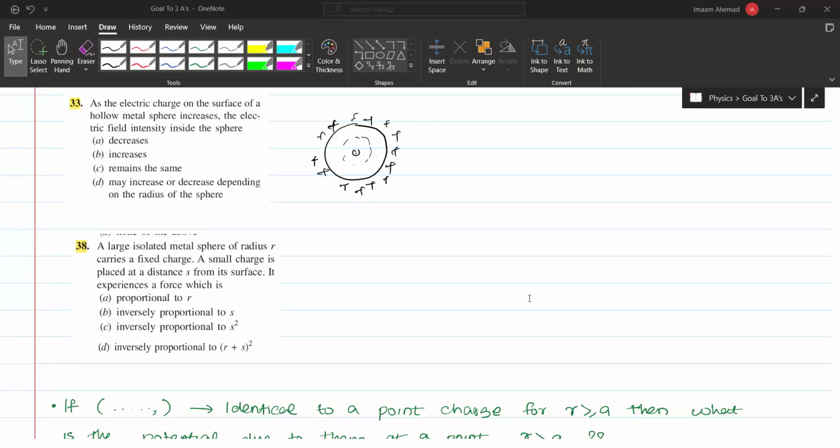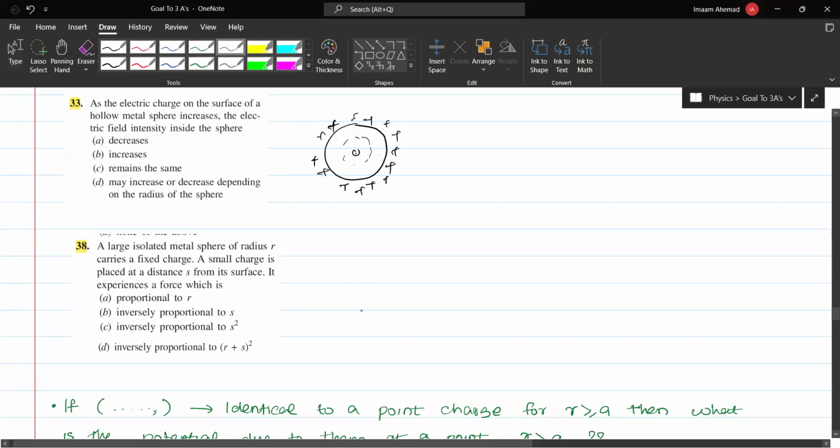The answer should be D, right? Because, let me draw the diagram. We have a large isolated metal sphere of radius r that carries a fixed charge. Then a small charge is placed outside the surface at a distance of s. We want to find the force it experiences.